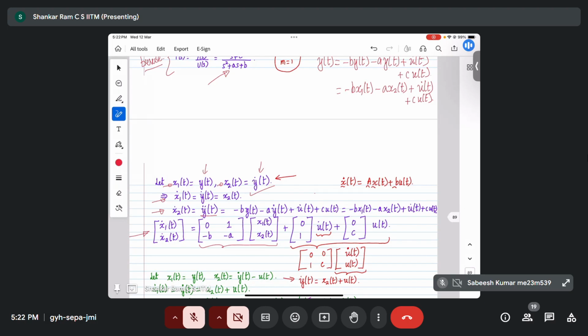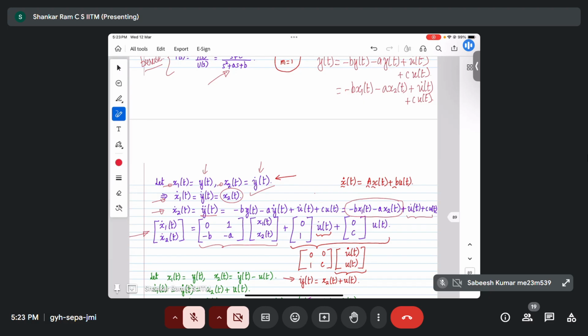Okay, this is obvious, right? Why? Because 0, 1 corresponds to this x2 term, and minus b, minus a correspond to this term for x2 dot. So that's clear. Now comes the interesting part. We are left with u dot and u. So we can write it as [0; 1] u dot plus [0; c] u. Okay, so we can immediately observe that we have this representation when we write it in the state space form.